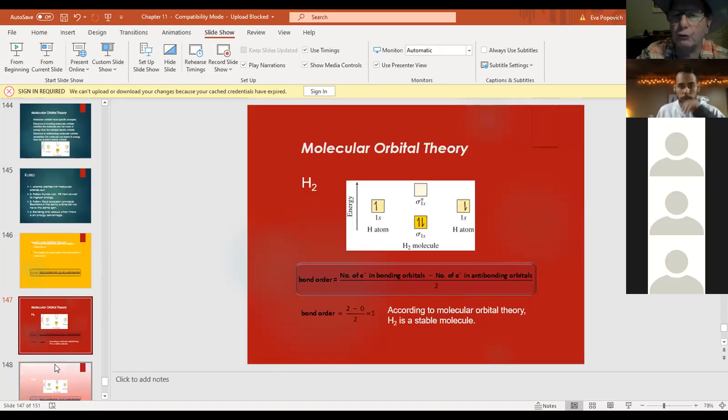So if I'm doing hydrogen, H2, I have two 1s orbitals. They combine to make a sigma 1s orbital and a sigma antibonding 1s orbital. I have two electrons. They both go in the bonding orbital. So the number of electrons in the bonding orbital is 2, minus, there are none in the antibonding. So I have 2 over 2. My bond order is 1. Remember, bond orders of 1, 2, or 3 are stable molecules. A bond order of 0 does not have a stable molecule.